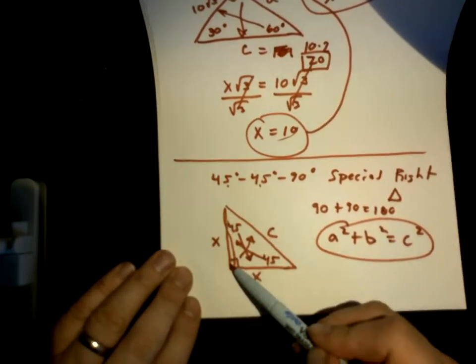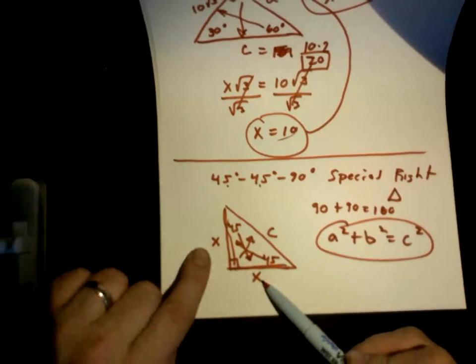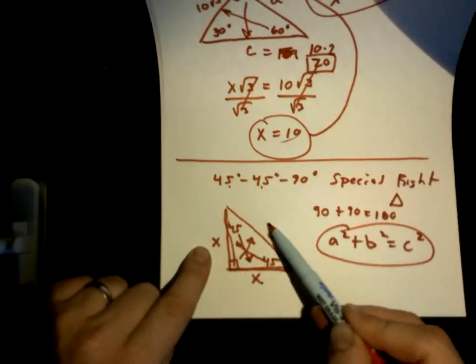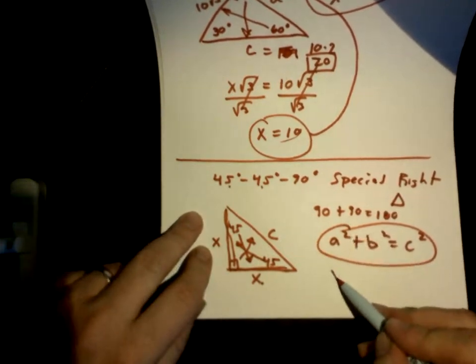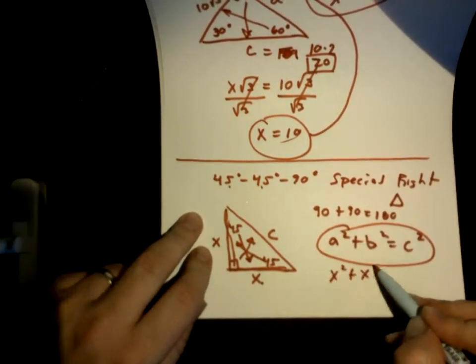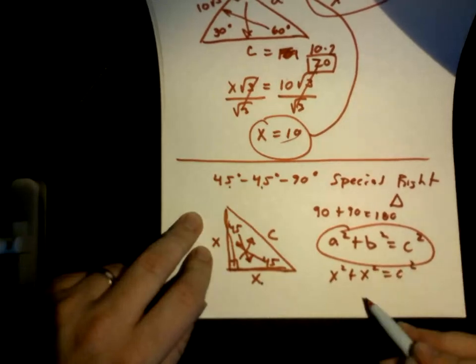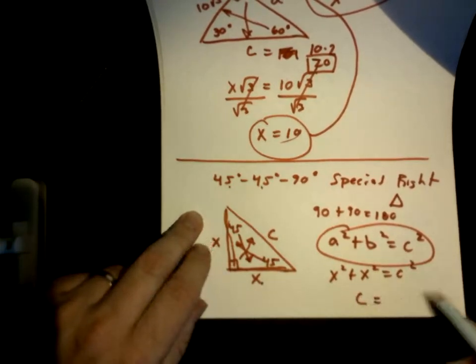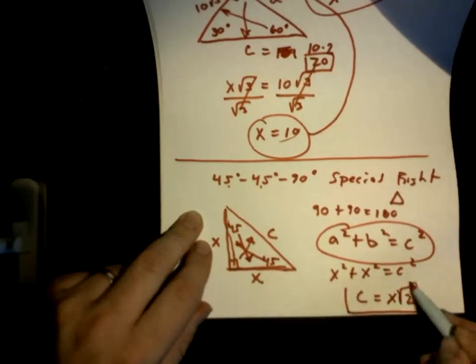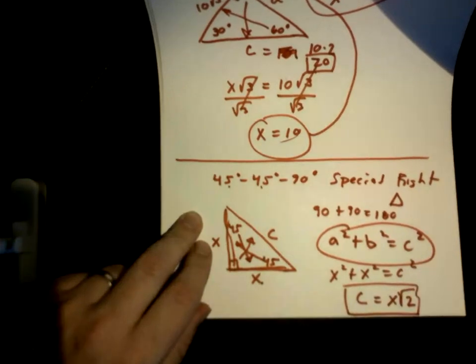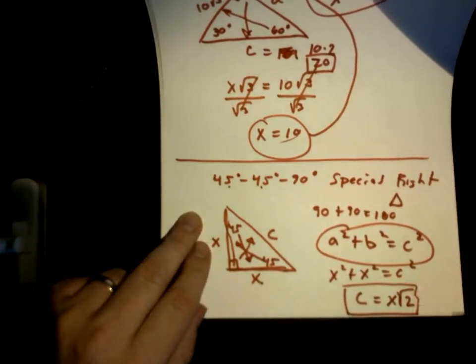If this side and this side are the same, isn't this side going to be, by the Pythagorean theorem, x squared plus x squared equals c squared, and c is going to be what? Well, it's going to be x square root of 2. You might want to check the work on that. Make sure that's correct. We did that already, but there you go.